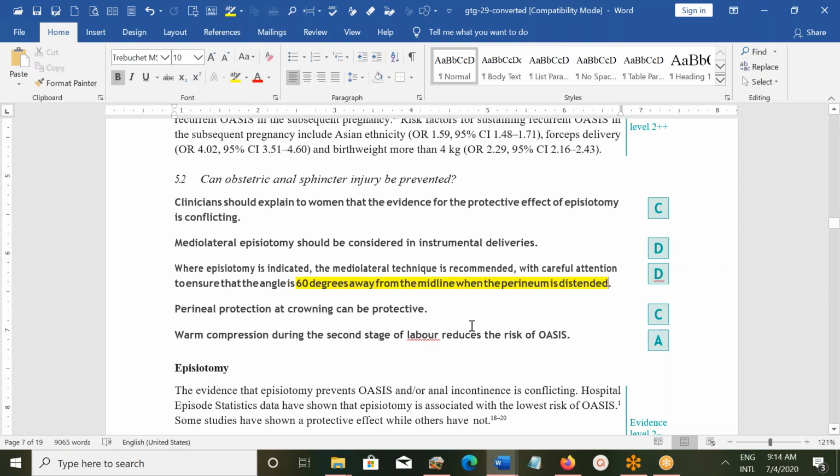Everyone wants to know whether this is true if the patient is having a distended perineum or a relaxed perineum. So I have highlighted this point that it is 60 degrees away from the midline when the perineum is distended. Perineal protection at crowning can be protective. So a warm compress during the second stage of labor also reduces the risk of OASIS.